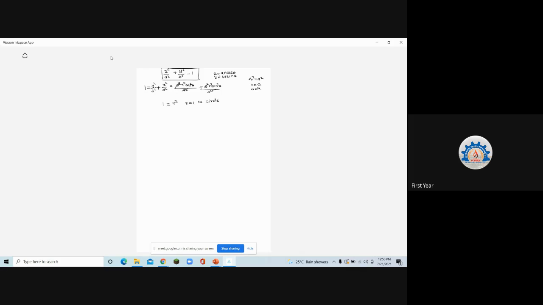So your ellipse is transforming to a circle. Is that clear? Yes, ma'am. Yes, sir. Everyone understood? The ellipse of the Cartesian coordinates, when we transform it to polar, won't remain an ellipse anymore. It will be a unit circle. r is equal to 1 is a unit circle.